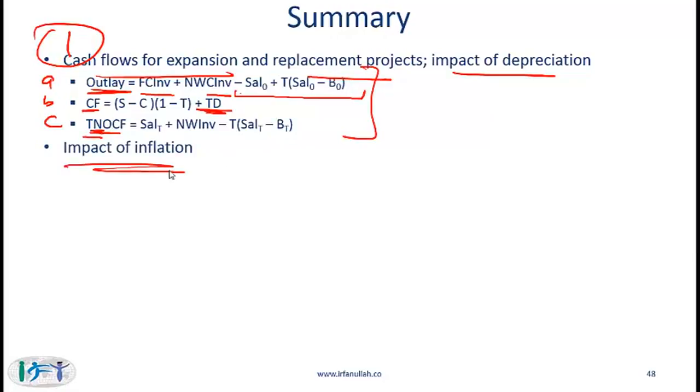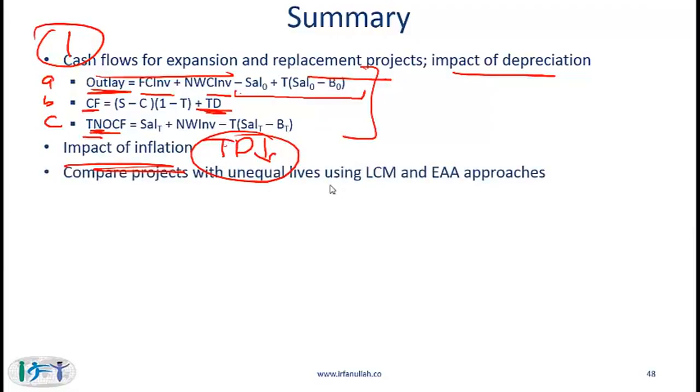Then we talked about the impact of inflation. The core point is that this reduces the value of the depreciation tax shield. Compare projects with unequal lives. So we talked about the LCM approach and EAA approach. Point here is to put different projects on the same footing before you compare them. Then we talked about capital rationing, where you have a fixed budget and you need to pick projects that maximize NPV within that fixed budget.